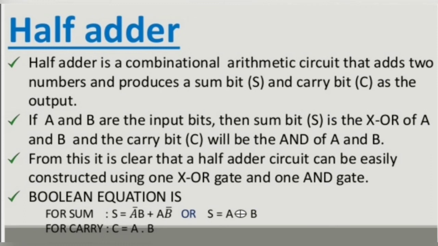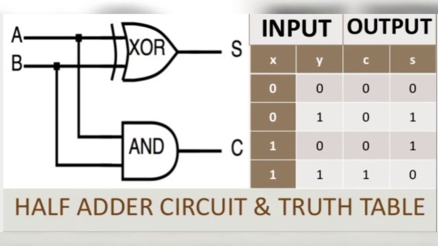From this, it is clear that a half adder circuit can be easily constructed using one XOR gate and one AND gate. The Boolean equations: for the sum, S is equal to A bar B plus A B bar. For the carry, C is equal to A into B. Half adder circuit and its truth table.